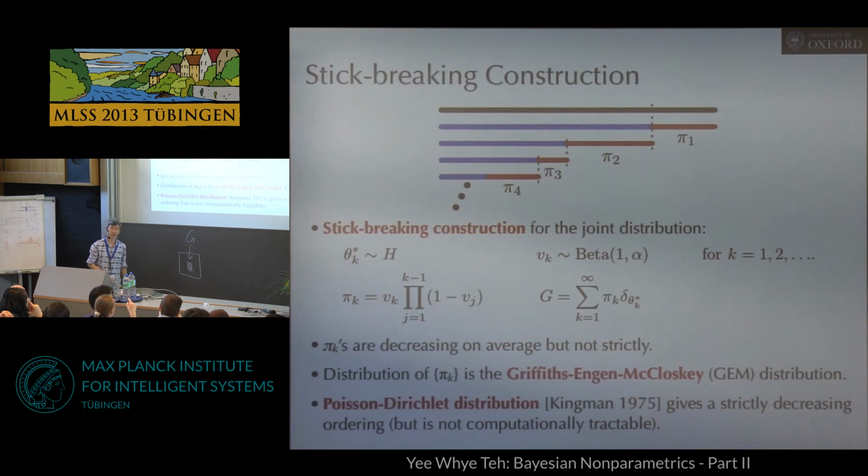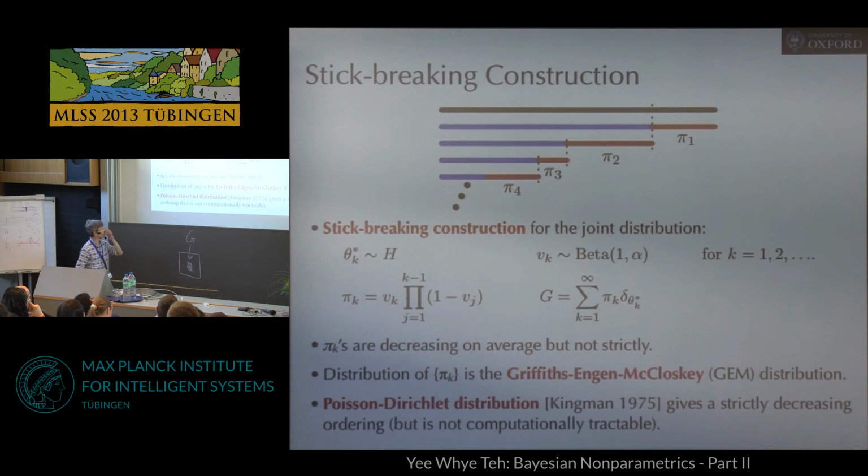Yes? Can you please read out again the sum from k equals 1 to infinity, informally? Mm-hmm. This pi_k times delta. Yeah. So this is simply a distribution where, if we draw from that distribution, with probability pi_k we're going to take on value theta star k.